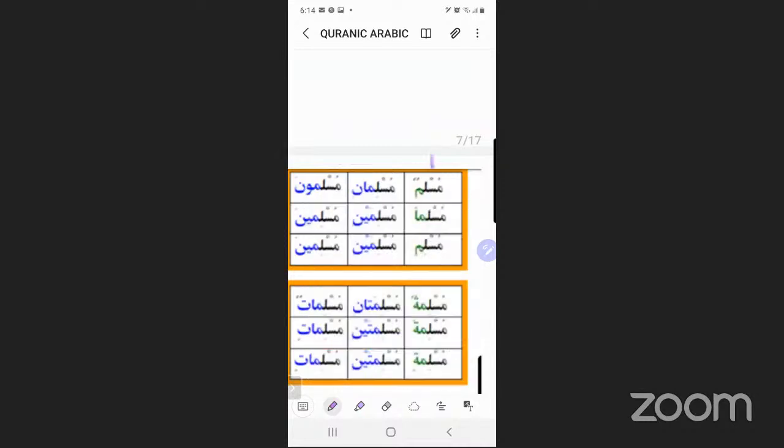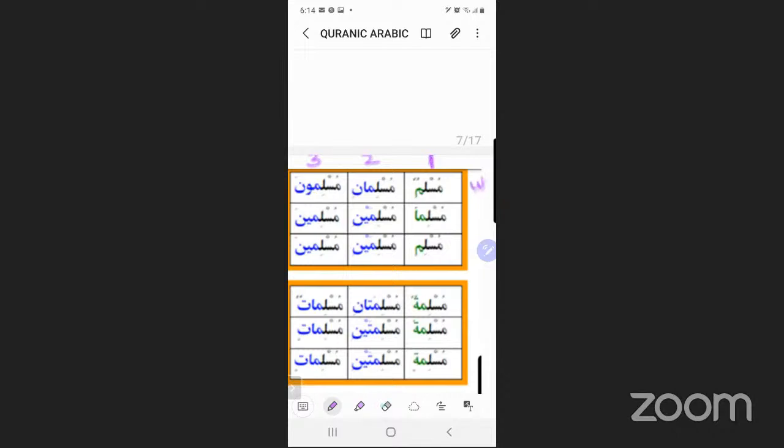Okay. Now, if we take the example of Muslim, Muslim is one, two, three, or more. So if it's one Muslim, it's Muslimun. If it's two Muslim, Musliman. And if it's three or more, it's Muslimun. So Muslimun, Musliman, Muslimun.